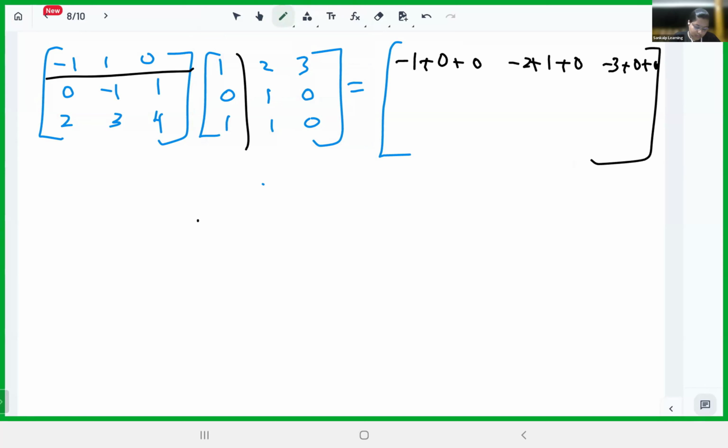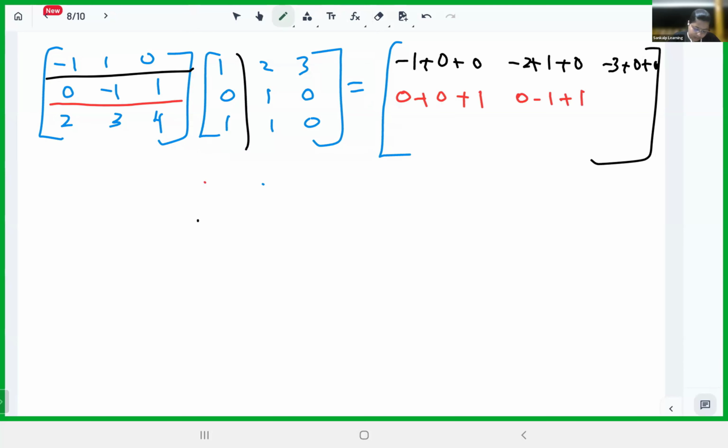Right? Now you have to consider the second row and then you multiply it with the first column. Okay, so this is our second row. Okay, 0 into 1 is 0. Then minus 1 into 0 is also 0. Then 1 into 1 is nothing but 1. Now consider the second column. 0 into 2 is 0. Then minus 1, 1 into 1. That is minus 1. Then 1 into 1 is 1.